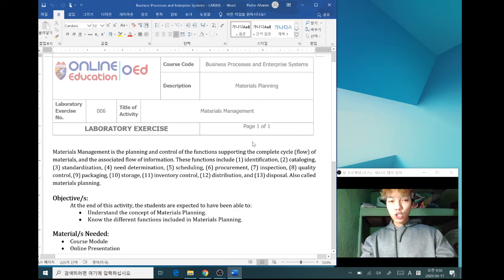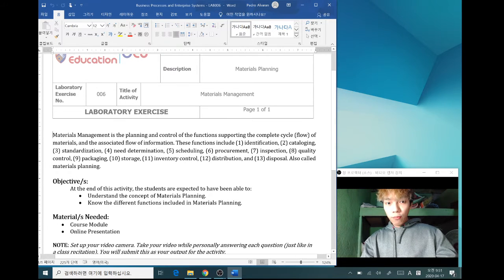During the laboratory exercise number 6, Materials Planning in Business Processes and Enterprise Systems. Materials management is planning and control of the functions supporting the complete cycle, flow of materials, and the associated flow of information. These functions include identification, cataloging, standardization, need determination, scheduling, procurement, inspection, quality control, packaging, storage, inventory control, distribution, and disposal, also called materials planning.